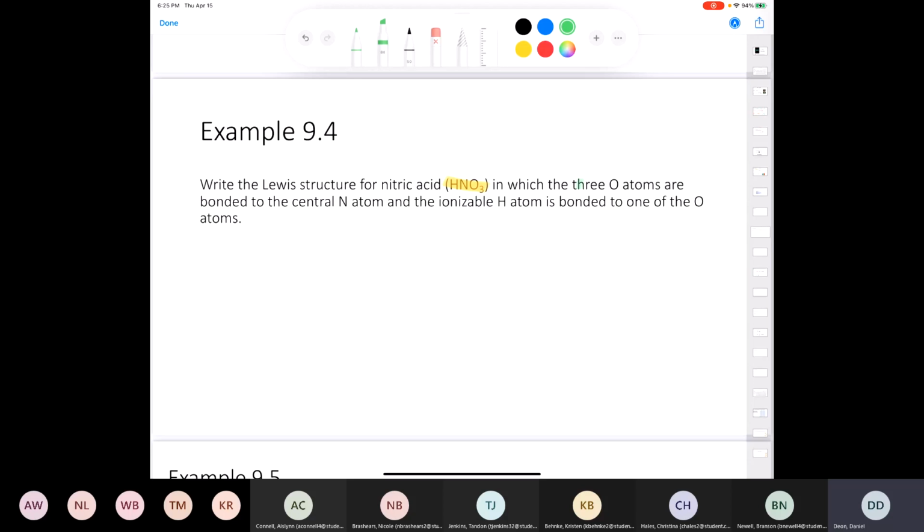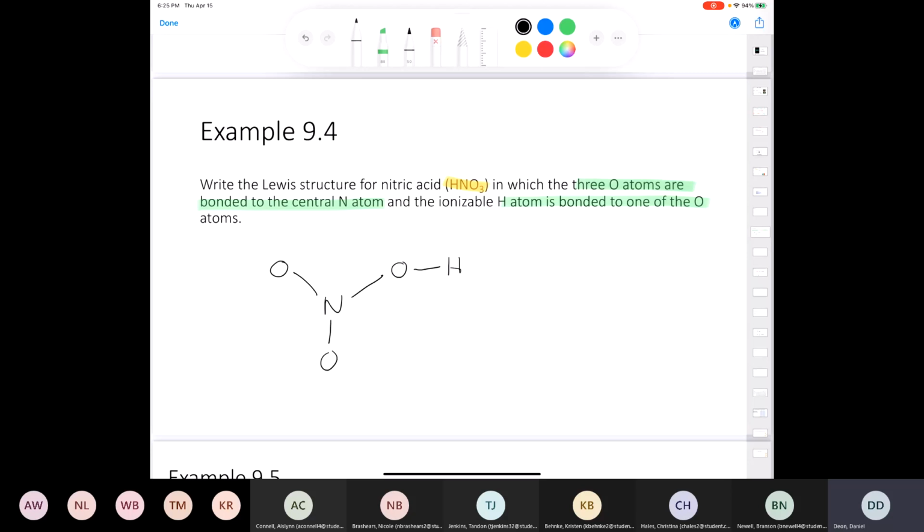They've told us that all three oxygens are bonded to the central nitrogen, and one of the oxygens has the hydrogen bound to it. So let me show you what they're telling us. We've got a nitrogen. It's got 1, 2, 3 oxygens bound to it, and one of the oxygens has a hydrogen, like that. So that's a clue.